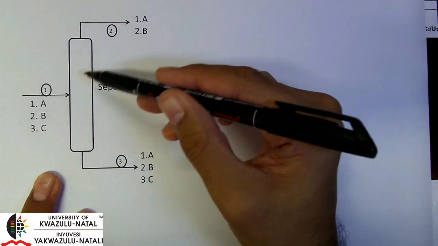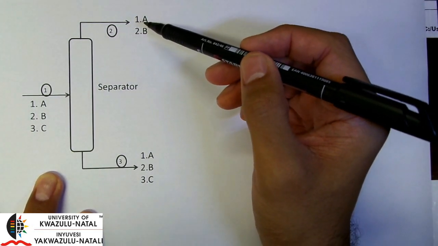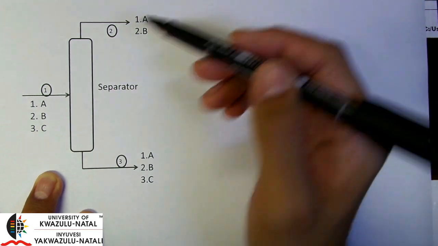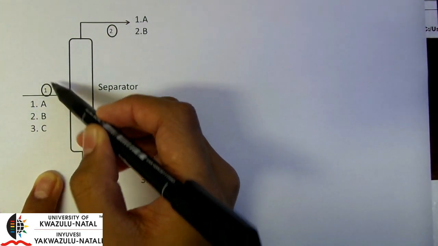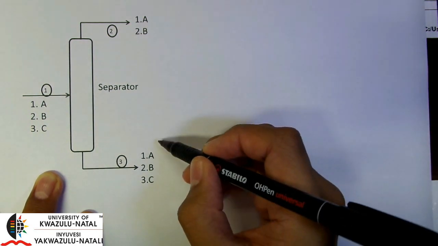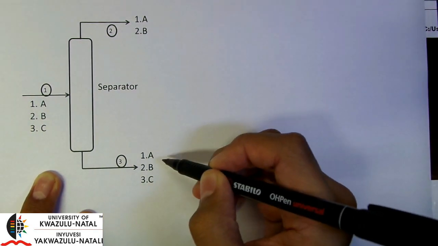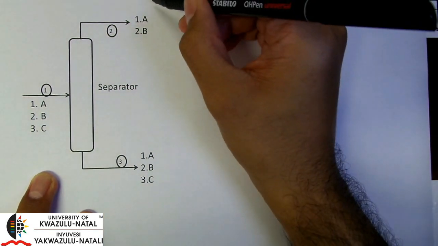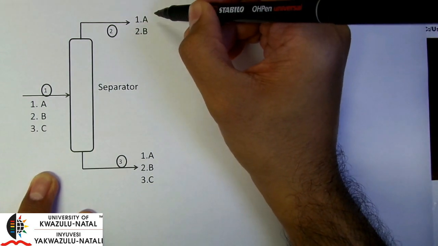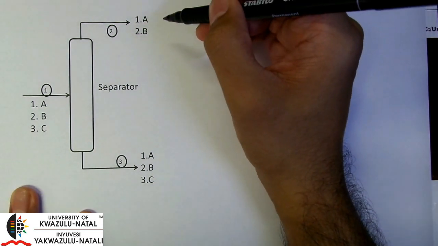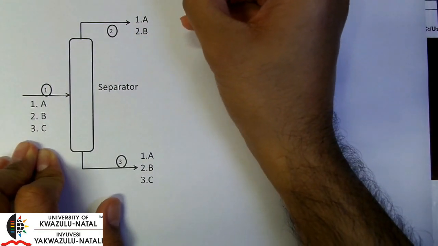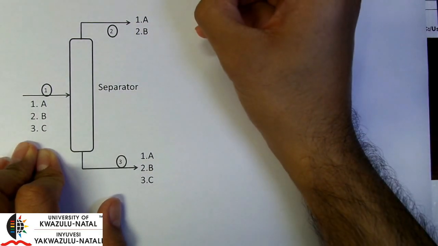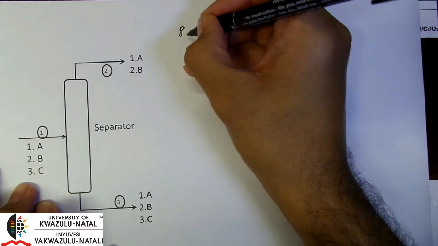So if we had to count the number of independent variables for the separator, we could count as follows: one flow and two compositions, that's 3. Another flow and two compositions, so that will make 6. And one flow and one composition, so that makes 8 in total. Okay, so 8 independent variables for the system.